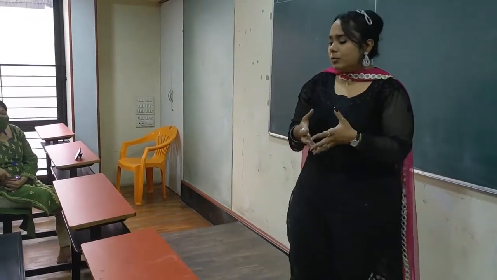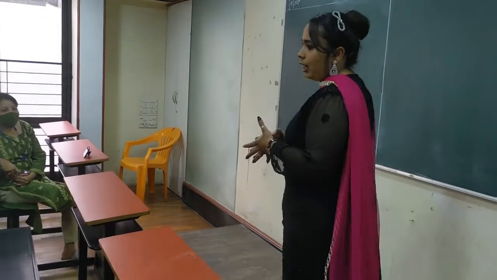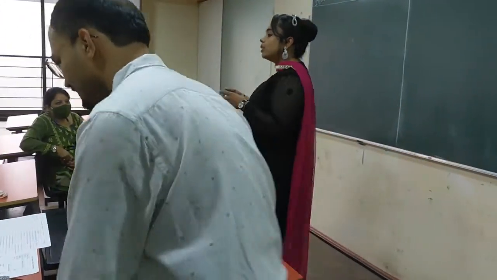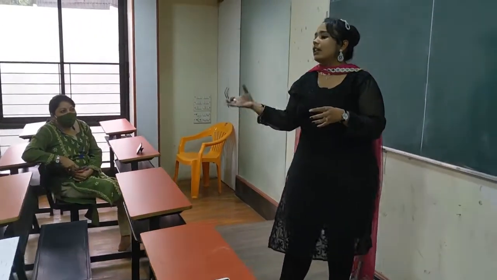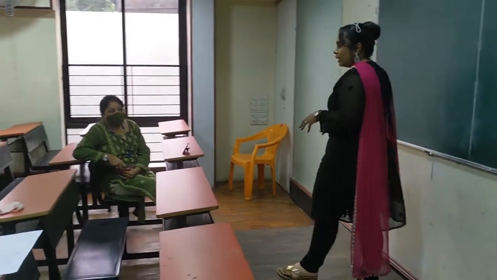As we know, chromosomes have a centromere. Based on the position of the centromere, we have different types of chromosomes. So, in today's class, we are going to learn in detail about the types of chromosomes.